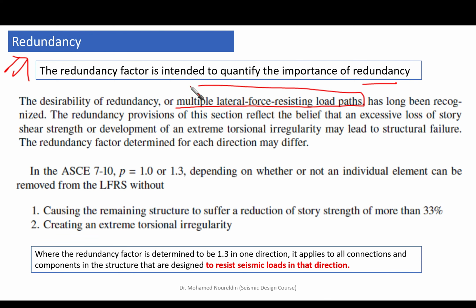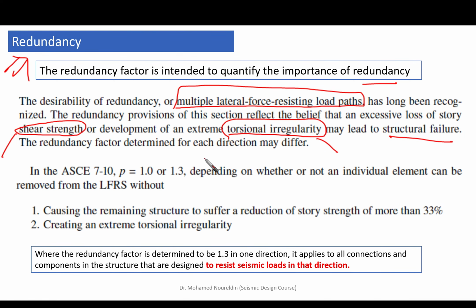Multiple, exactly. In one sentence, it is being given for us. Multiple lateral force resisting load paths have long been recognized, and the redundancy provisions of this section reflect the belief that an excessive loss of story shear strength, that's the point that we are taking care of, or development of an extreme torsional irregularity, the second point that is important for us, may lead to structure failure. So we are afraid of two things, which are shear strength and torsional irregularity. Why? Because they are going to lead to structure failure.